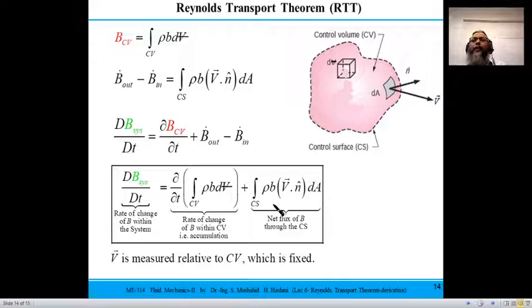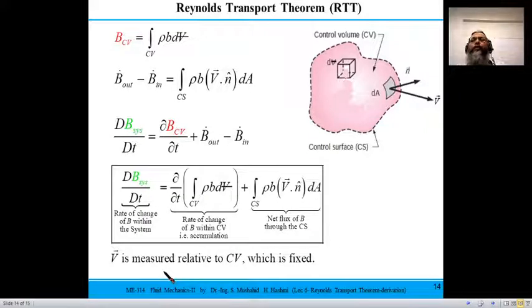So this integral is a double integral. This integral over the control volume is a triple integral. And keep in mind here dV is a differential volume, V is a velocity vector, and n is the normal to the surface. For every surface, the normal would be different.